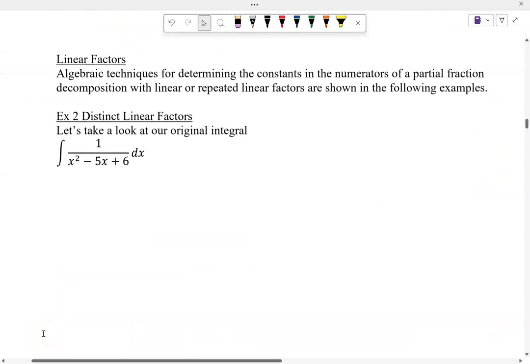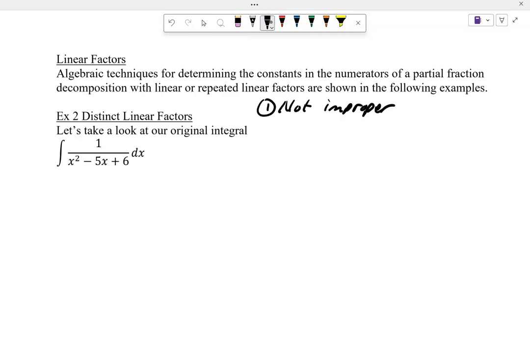All right, now let's take a look at this one. Notice the degree of the top is 1, x to the 0, right? So it's not improper. Let me note that. This is not an improper fraction. So again, improper is when the degree of the top is more than the bottom, right? So it's not improper. So what we're going to have to do is start partial fraction decomposition.